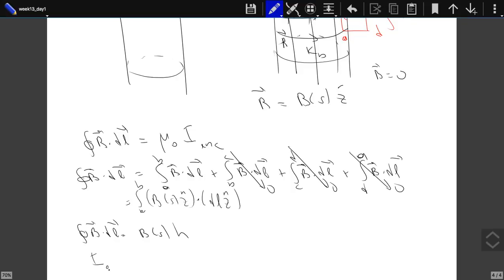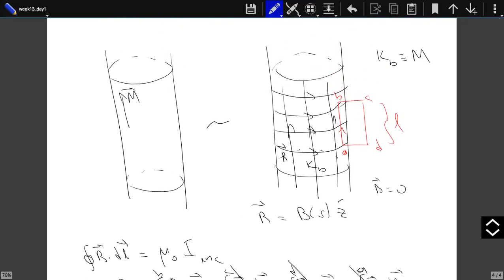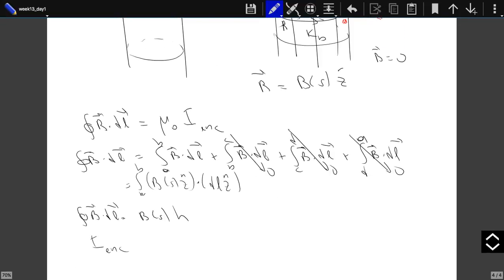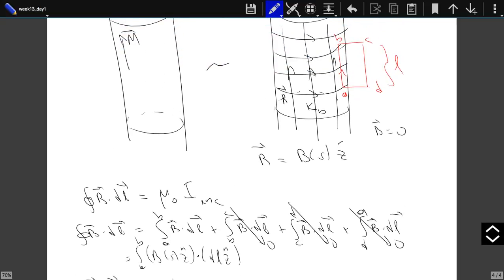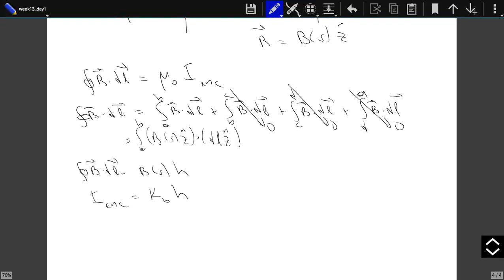But we also know the enclosed current. Here we have an area. The area is perpendicular to the current. Since the area is perpendicular to the current, the current only passes through this line segment. That line segment is perpendicular to the surface current density. So the total enclosed current is just K_b times L. Here H is L, yes, sorry.